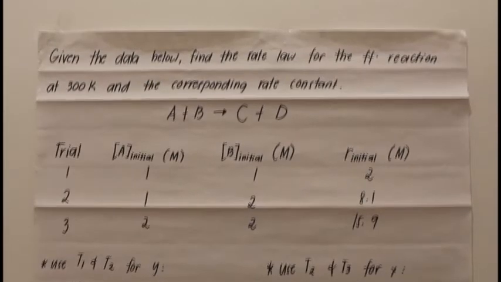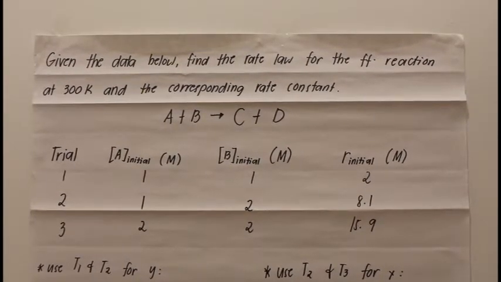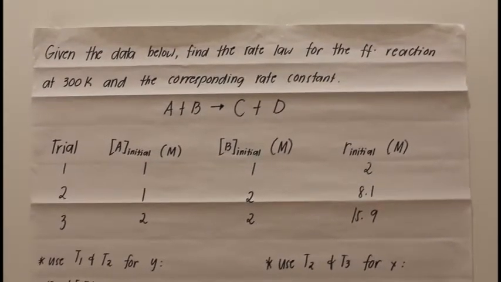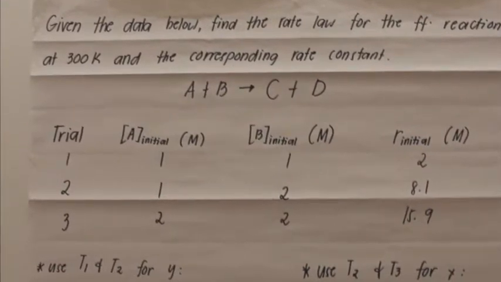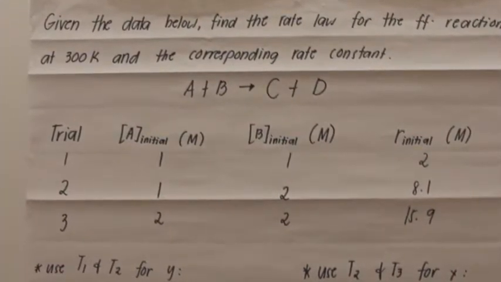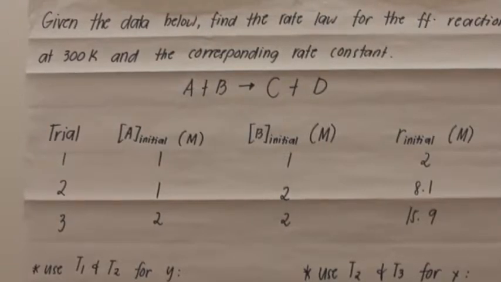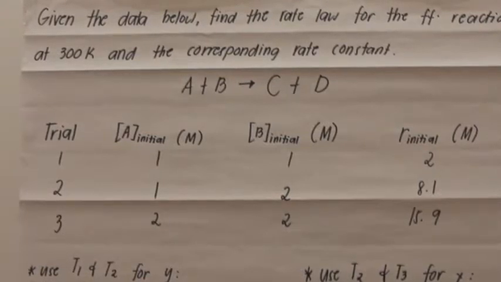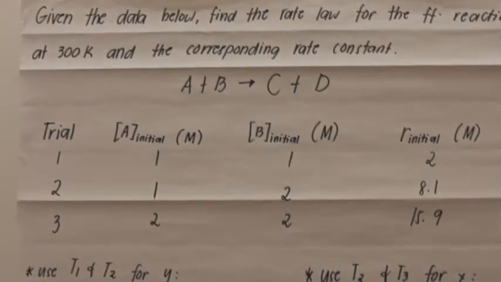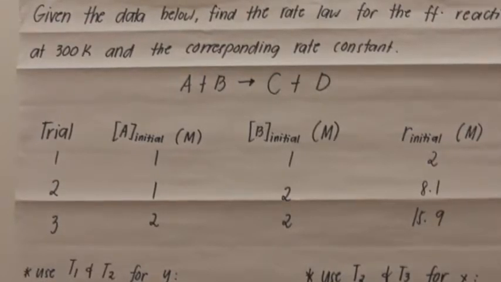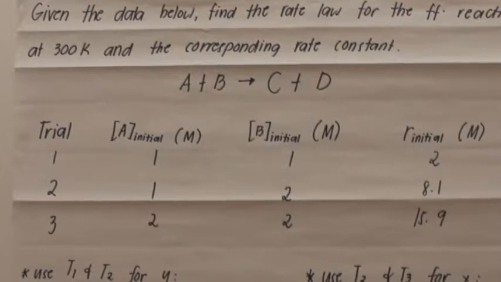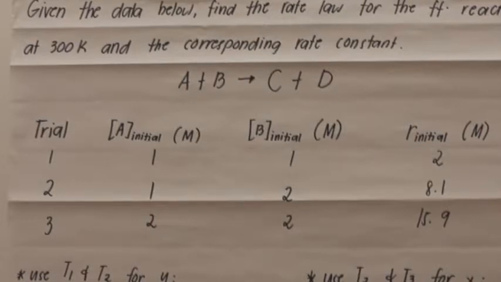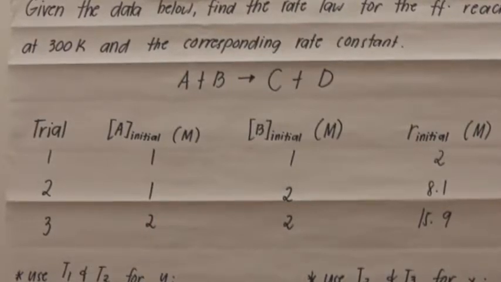Given the data below, find the rate law for the following reaction at 300 Kelvin and the corresponding rate constant, given A plus B yields C plus D. For trial 1, the initial concentration of A is equal to 1, the initial concentration of B is equal to 1, and the initial rate is 2. For trial 2, the initial concentration of A is 1, the initial concentration of B is 2, and the initial rate is 8.1. For trial 3, the initial concentration of A is 2, the initial concentration of B is 2, and the initial rate is 15.9.